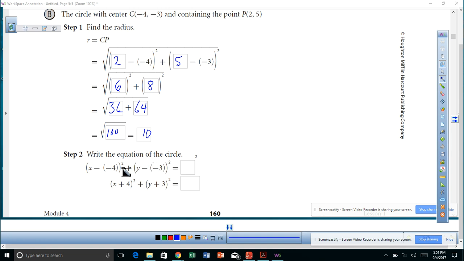So write the equation of the circle. (x minus -4) squared plus (y minus -3) squared equals 10 squared. So that's (x plus 4) squared plus (y plus 3) squared equals 100.